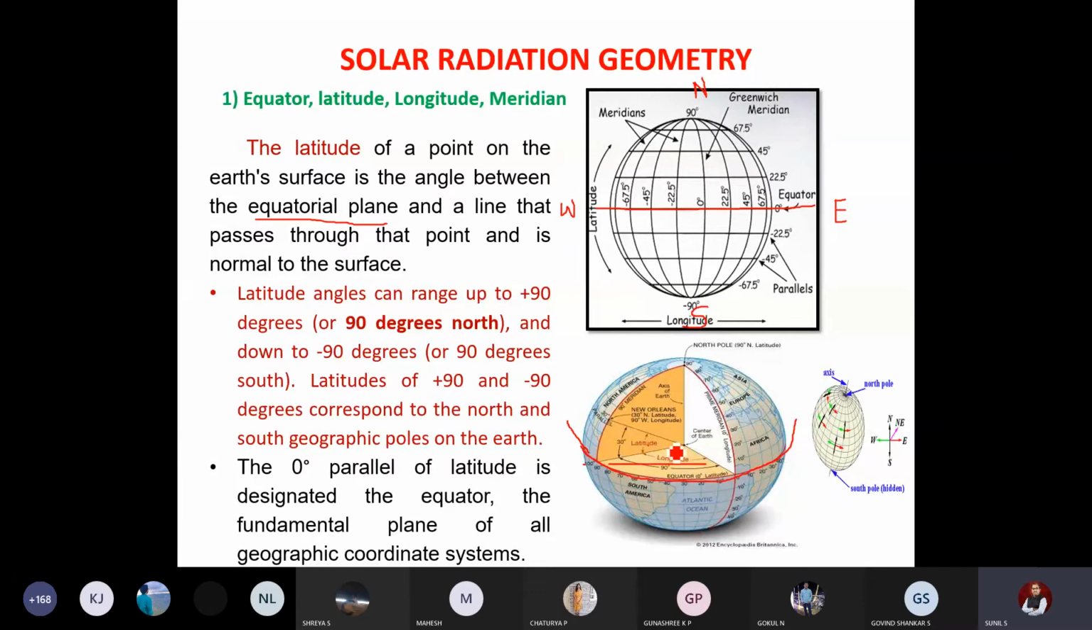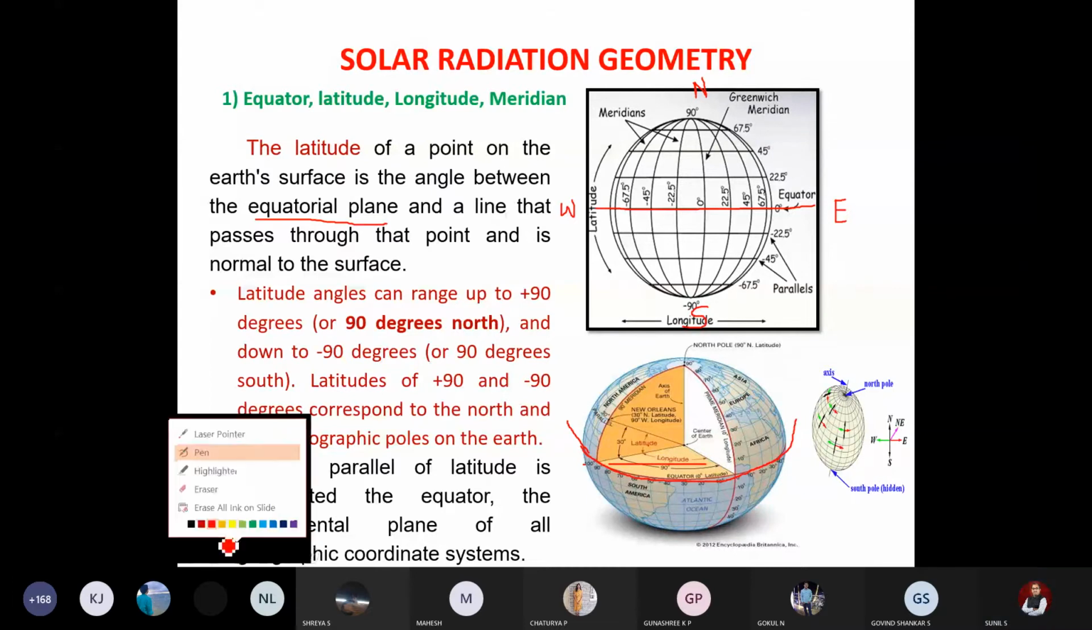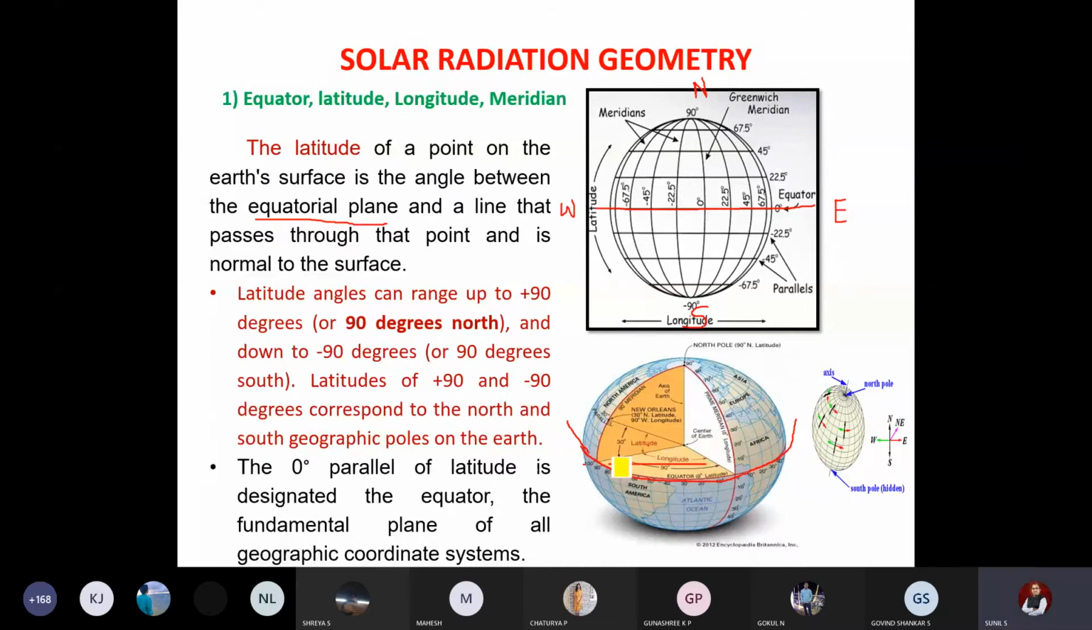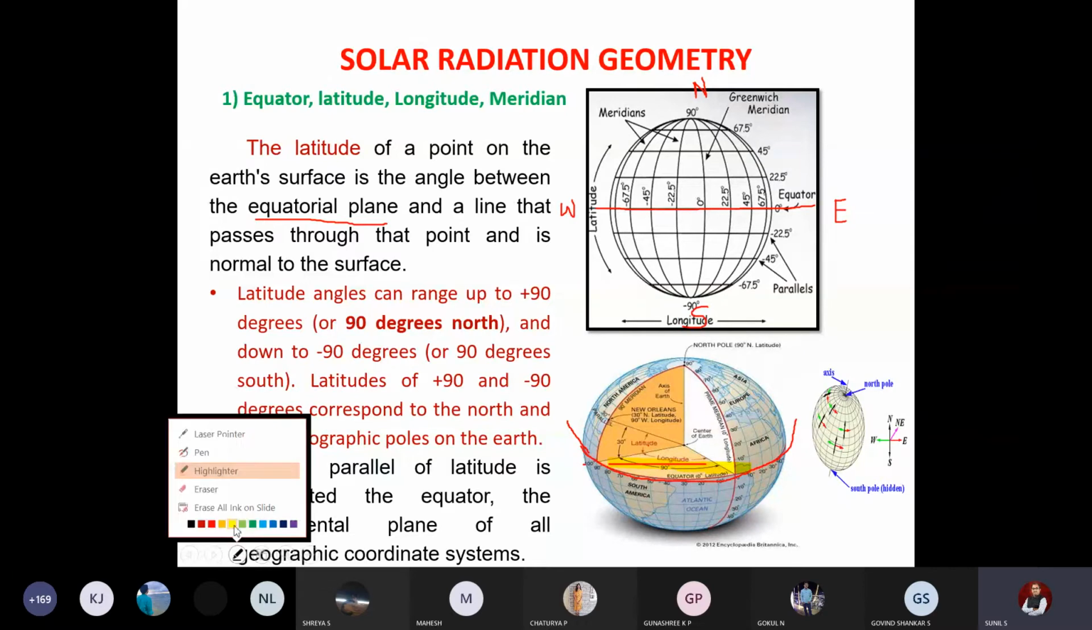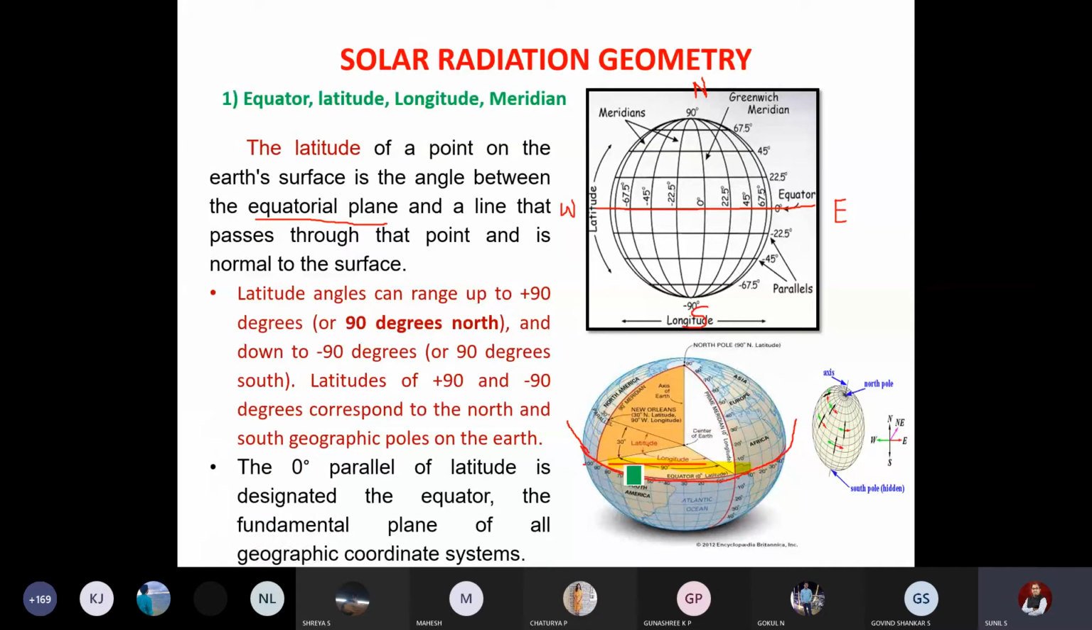As per the definition, the latitude of a point on the earth's surface is the angle between the equatorial plane and the line through that point. So this is the equatorial plane, whatever you can see here. I'll just pick a different color so that it will be easy for you to identify. As I told you, this plane divides the earth into two halves across the north-south pole.